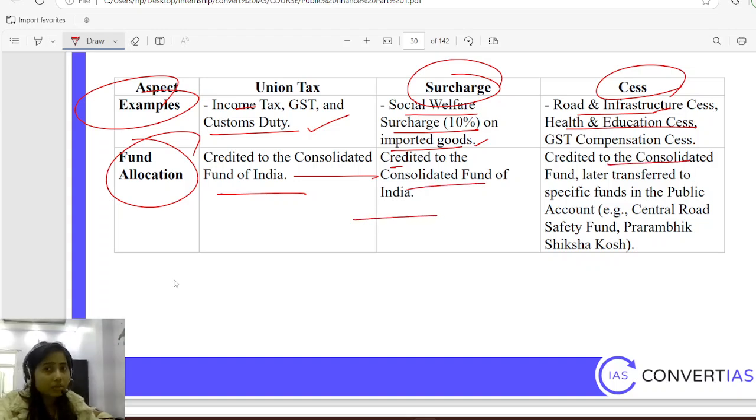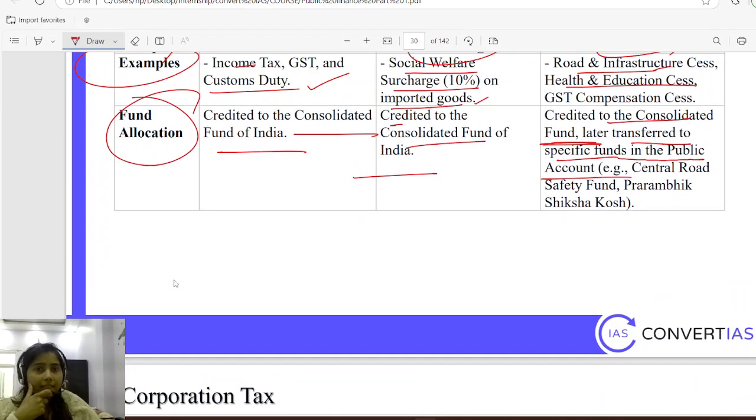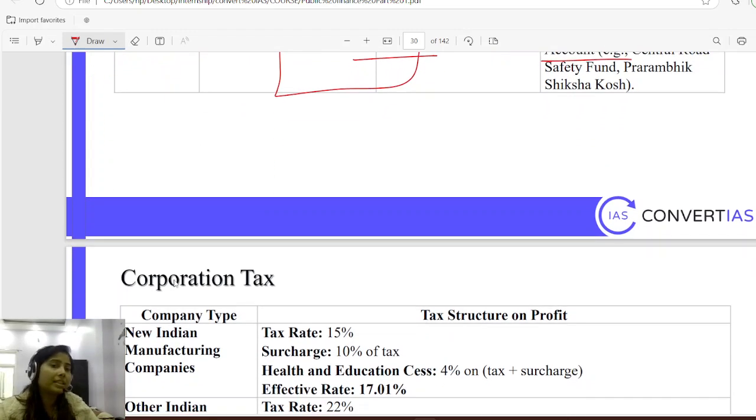Cess also goes into the Consolidated Fund initially, but later, because it is purpose specific, that amount will be transferred into specific funds in the public account. Okay, and that will be utilized for that particular purpose only. And these two things will stay back in the government account, and they can use them whenever they need.